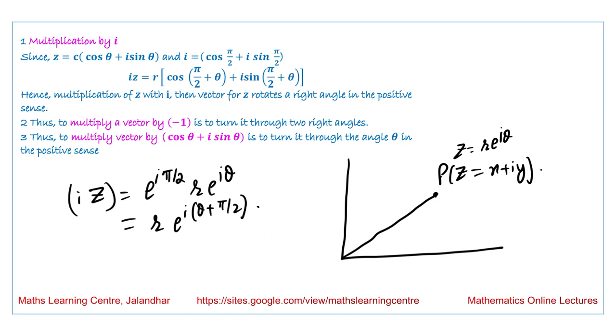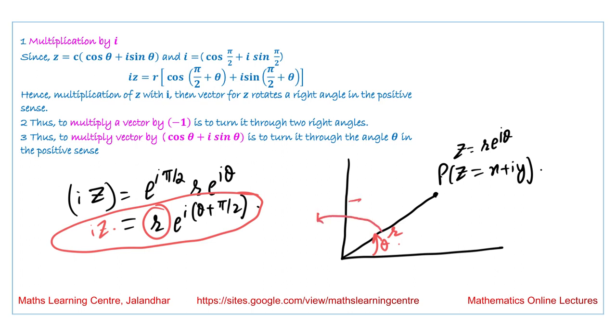So what we obtain is that this new point iota Z will have the same length R, and the angle here is theta. Now it is further rotated by pi by 2 in the positive direction. So this point will be over here. This is just a rotation, and the point is rotated by a positive angle of pi by 2, and this is the point iota Z that we have.